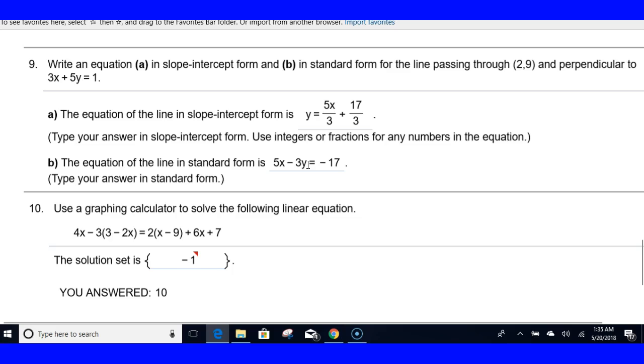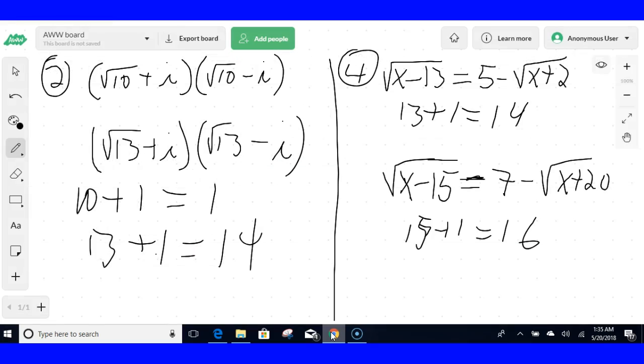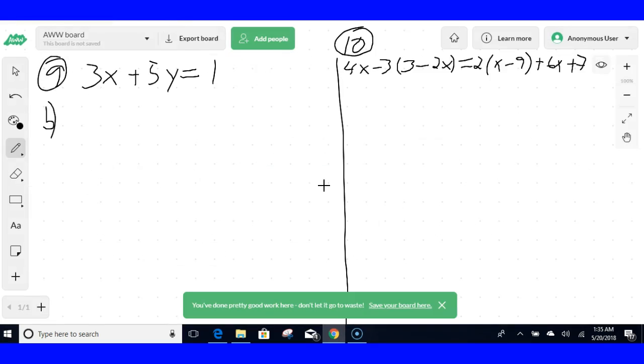5x minus 3y is equal to negative 17. This is the question again. If it's perpendicular, you know the slope of the equation that I'm looking for will be the opposite reciprocal of this given equation. So all you've got to do is switch everything. Let me show you here.